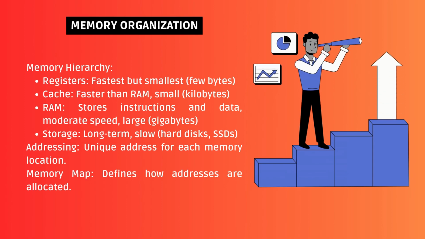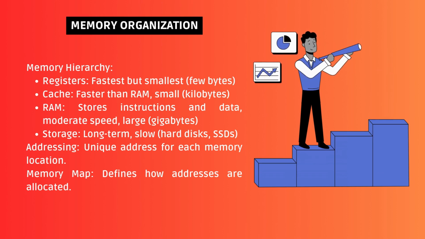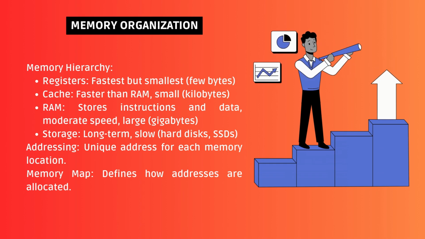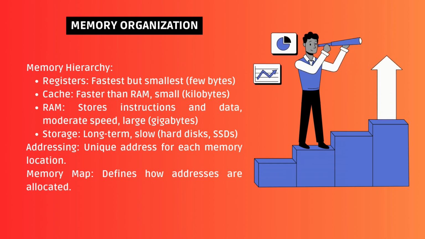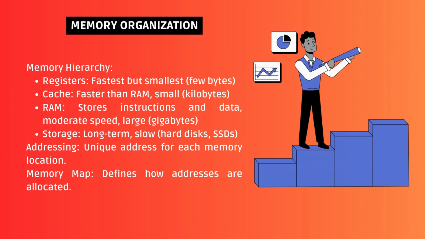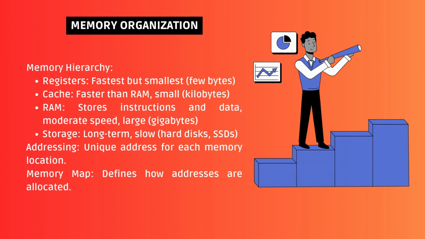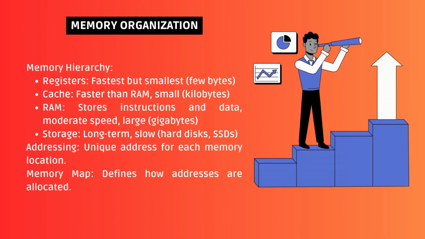Now, let's navigate through the intricate landscape of memory organization. Memory hierarchy comprises the following components. The first one is registers, which are the fastest but smallest. The next is cache, which is faster than RAM. Coming to RAM, it stores instructions and data at moderate speed. Now, the storage part, which has long-term capacity but is slow. There is a unique address for each memory location. Last but not least is the memory map, which defines how addresses are allocated.